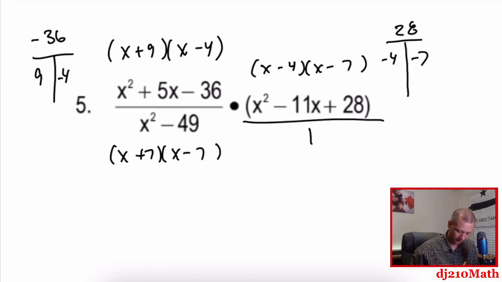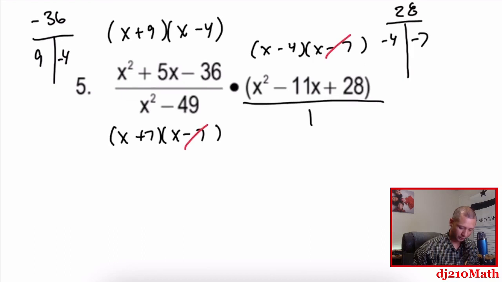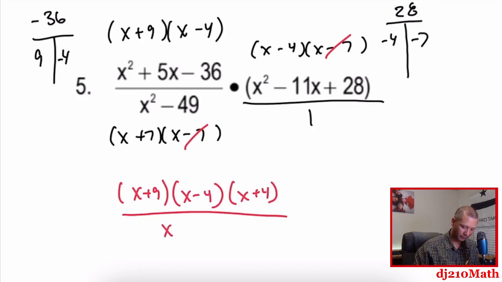So let's start canceling things out. What's in the bottom that's on top? x minus 7, x minus 7. All right, so that's about it. So rewriting everything, final answer: x plus 9, x minus 4, x plus 4 over x plus 7. Okay, leave it factored.